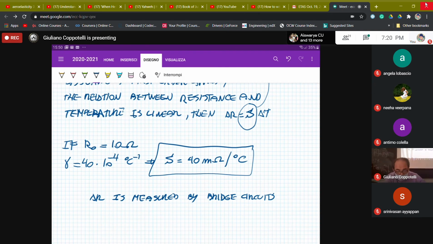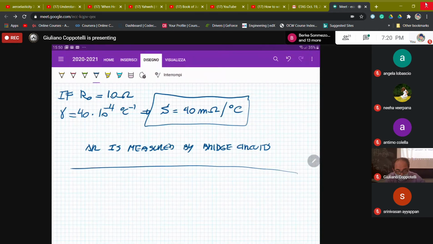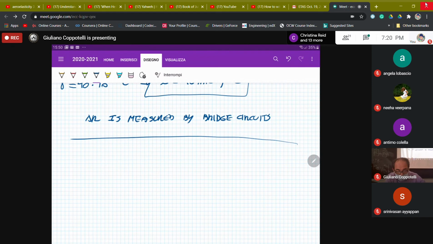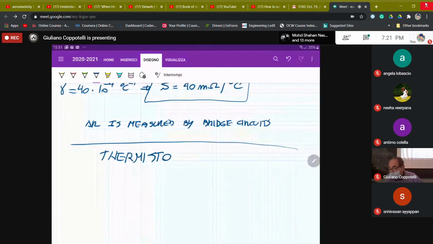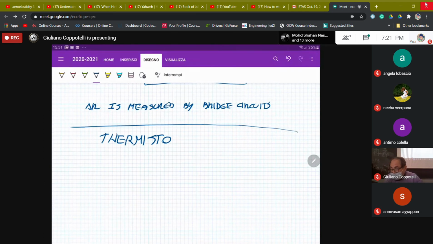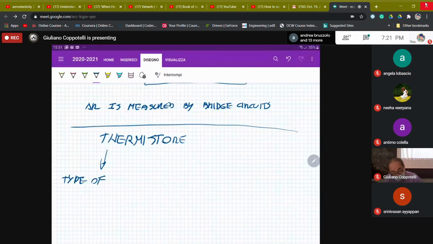An additional transducer for temperature is the thermistor. Okay, and that is a type of resistor.